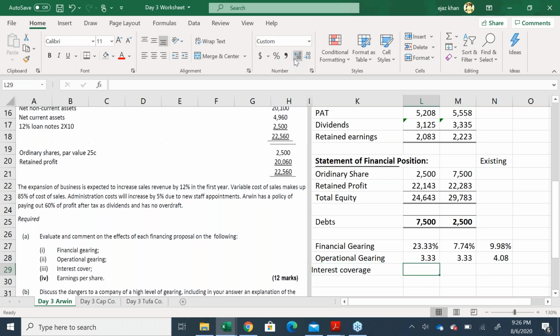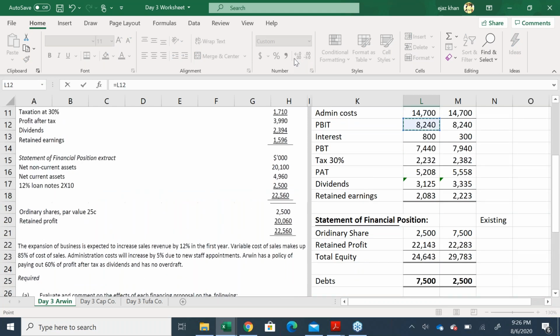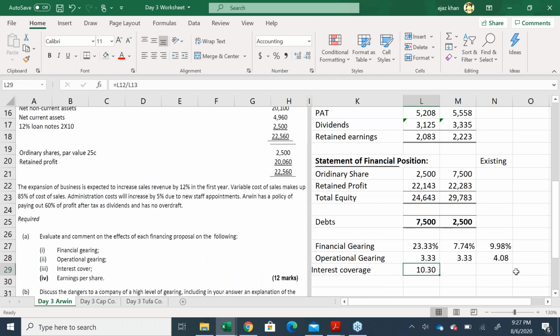Interest coverage is how many times profit you have to cover your interest cost. Let's go to the top and see what PBIT we had. It's 8240. So we had 8240 profits available to pay off the interest. What's the amount of interest that we need to pay in case of the debt option? 800, right? And against the 800 of interest, we have $8240 of profit. So how many times is it? Let's divide it by 800. It's approximately 10.3 times.